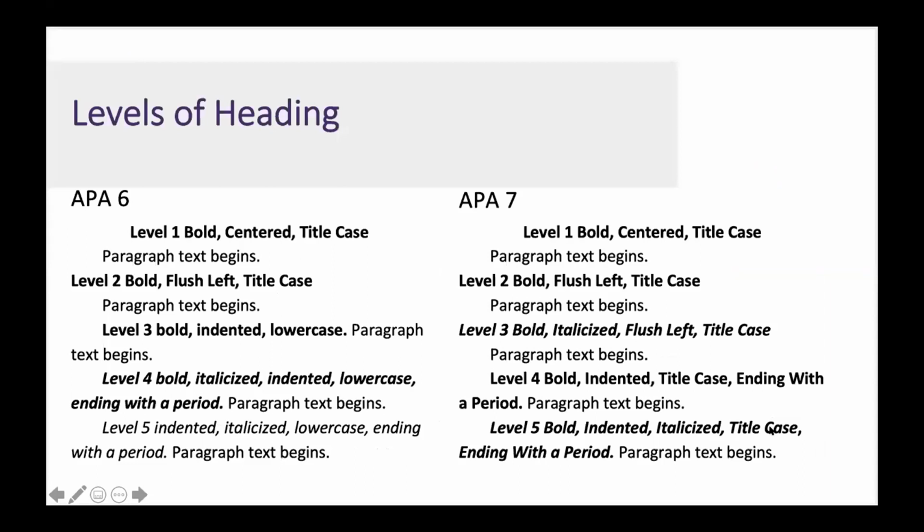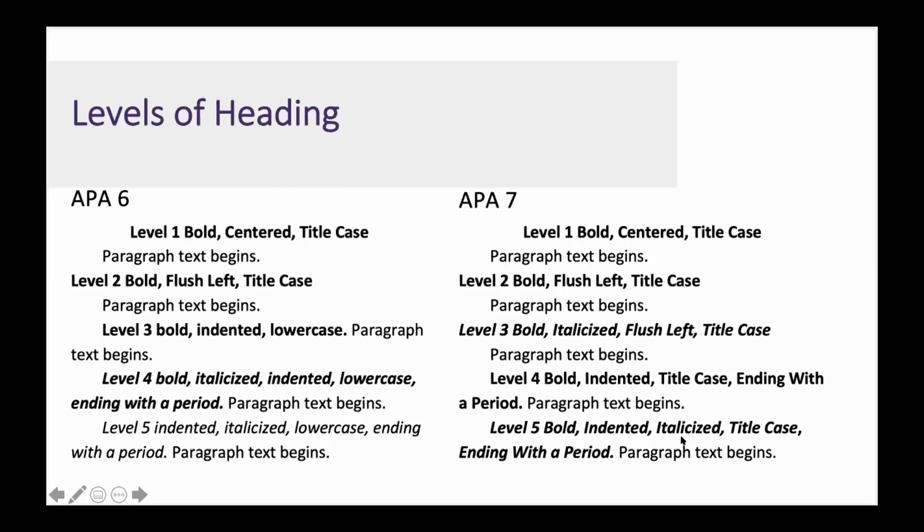Now, here, I mentioned that the headings had changed a little bit. The main one that the dissertation people and the doctoral project people want to be aware of is that the level 3 headings are no longer on the first line of a paragraph, which is to say, the level 2 headings have always been flush left. The level 3 headings are now flush left as well. And they're different from the level 2 headings because the italics are added.